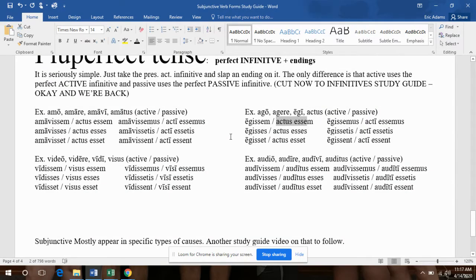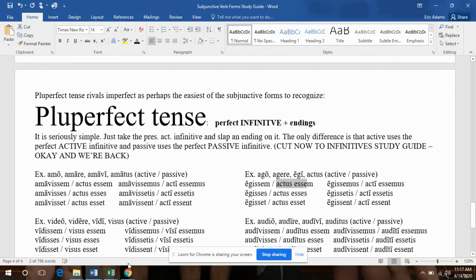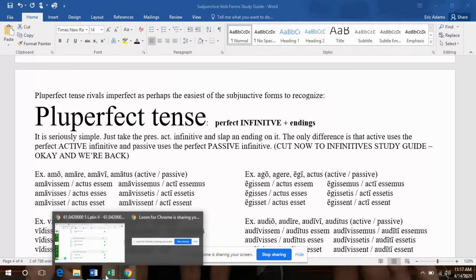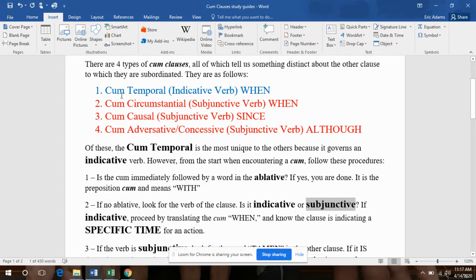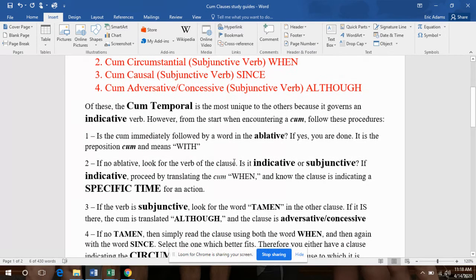Nevertheless, in each of these, once you have determined whether it is an indicative or a subjunctive, you will then make a determination as to whether it is the cum temporal or one of these three. So let's say it is a subjunctive. If it were indicative, then you would know that we are talking about when something occurs at a specific time, then you would have a cum temporal. But let's say you have a subjunctive, and thus you have these three possibilities.